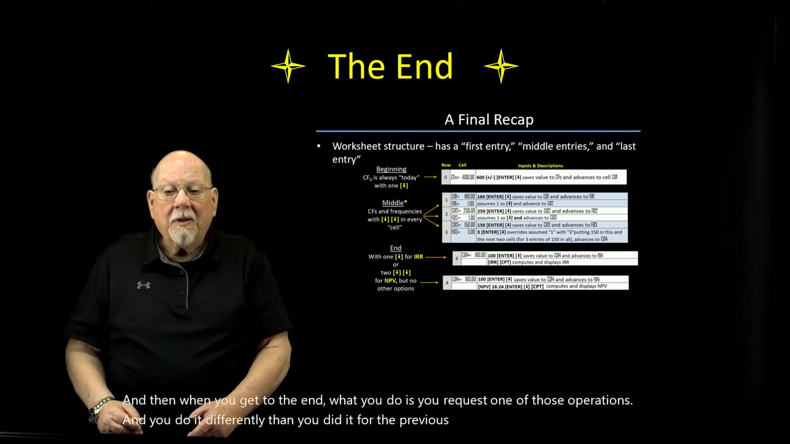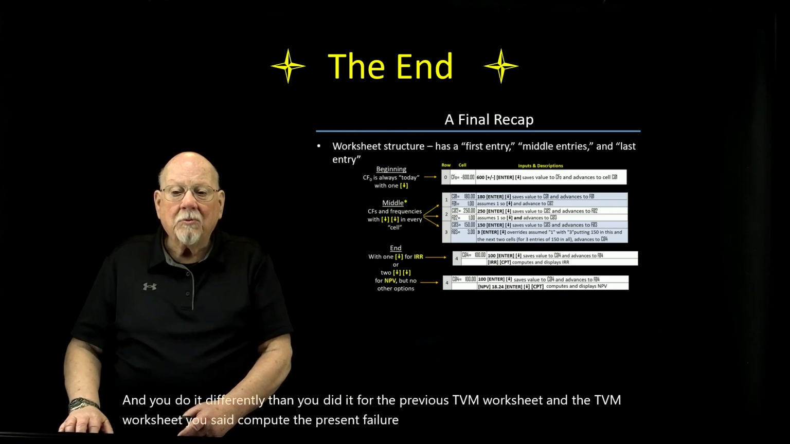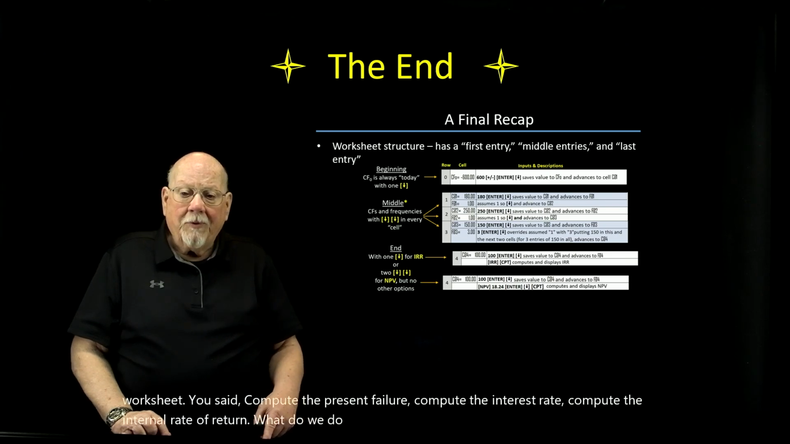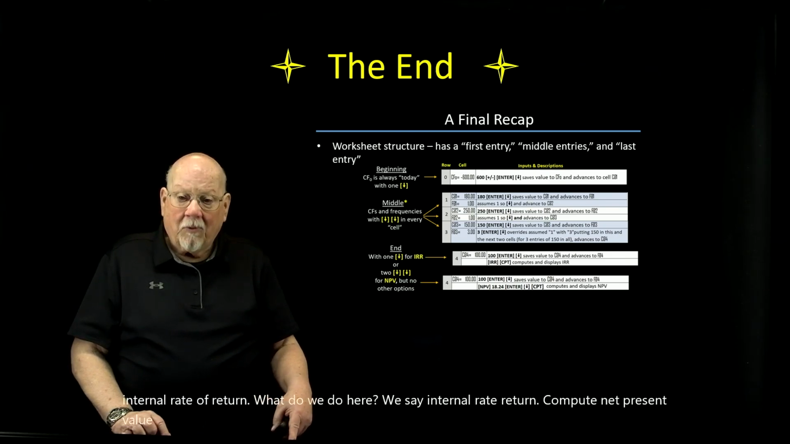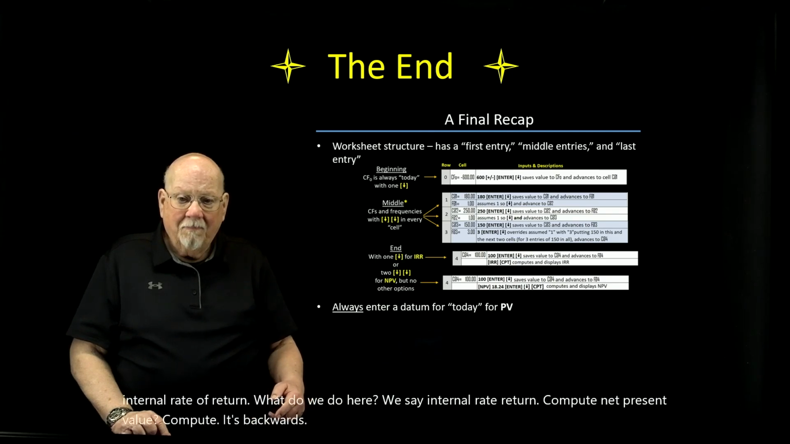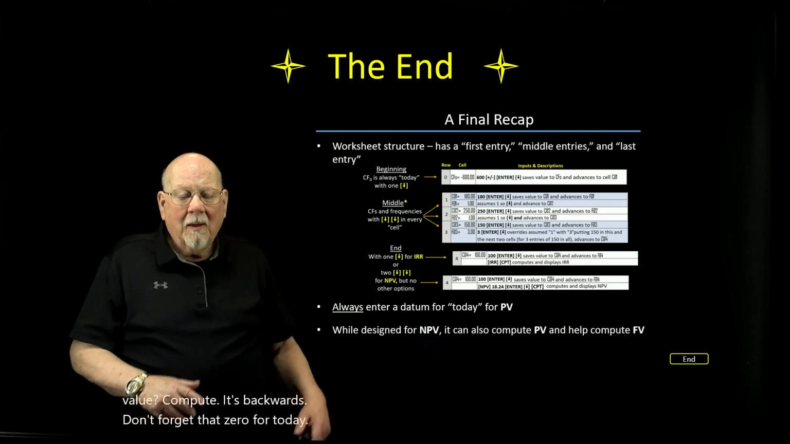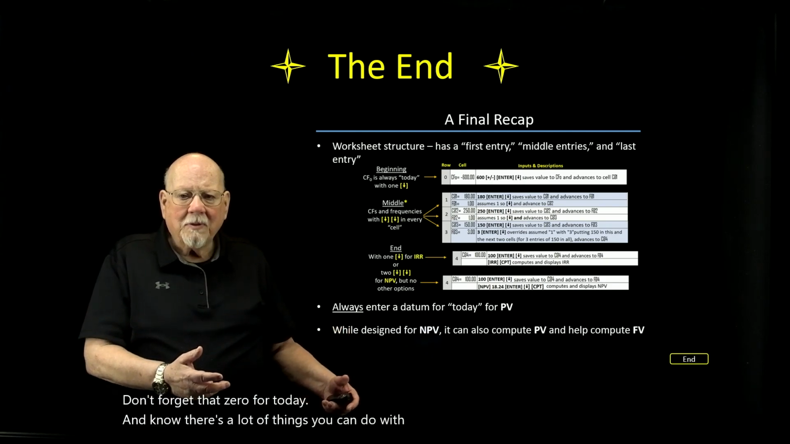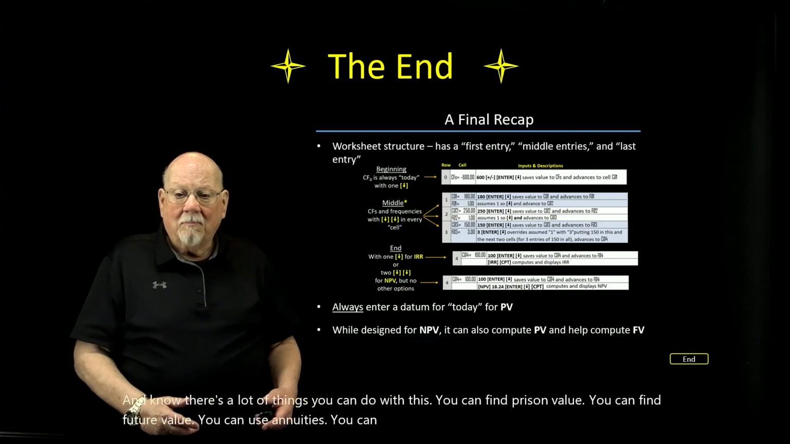In the TVM worksheet, you said, compute the present value, compute the interest rate, compute the internal rate of return. What do we do here? We say internal rate of return, compute. Net present value, compute. It's backwards. Don't forget that 0 for today. And, you know, there's a lot of things you can do with this. You can find present value, you can find future value, you can use annuities, you can use just about anything you can think of.